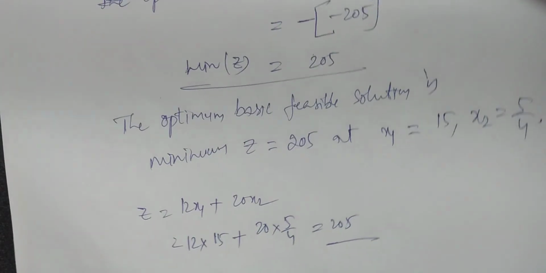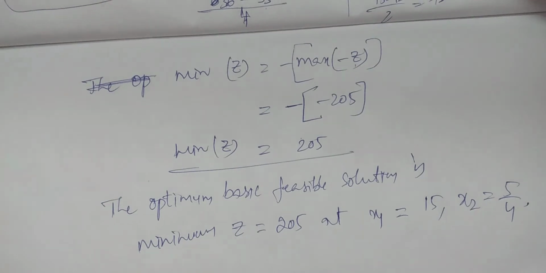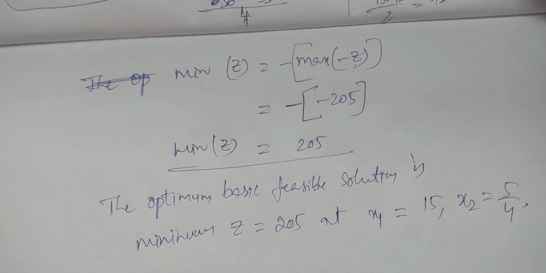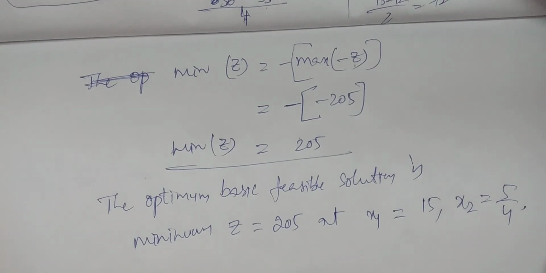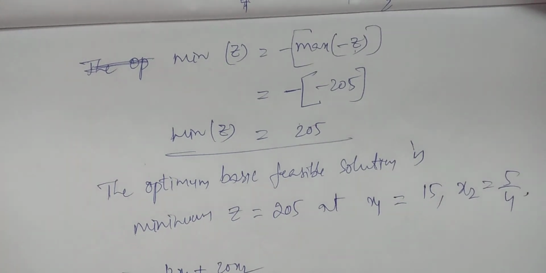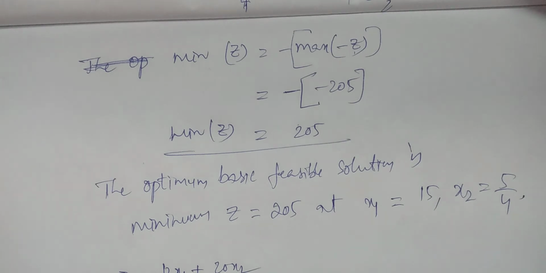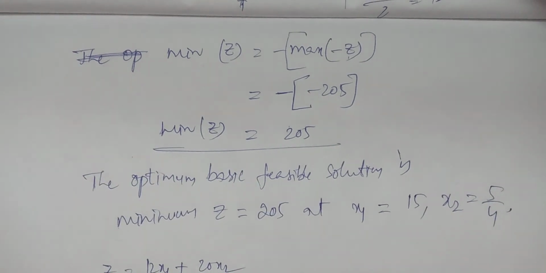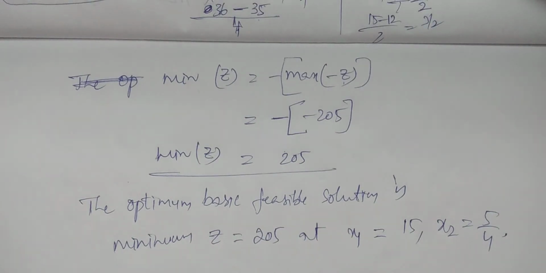So this is the final answer, the solution of the given linear programming problem: the optimum basic feasible solution is minimum Z is equal to 205, and x1 is equal to 15, x2 is equal to 5 by 4. This is part 2 of problem 1 of the two-phase simplex method. Alright, this is the end of problem 1 of the two-phase method. Thank you.